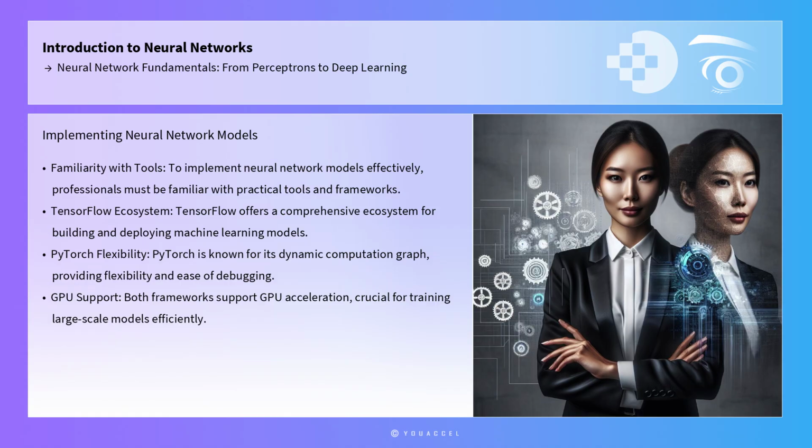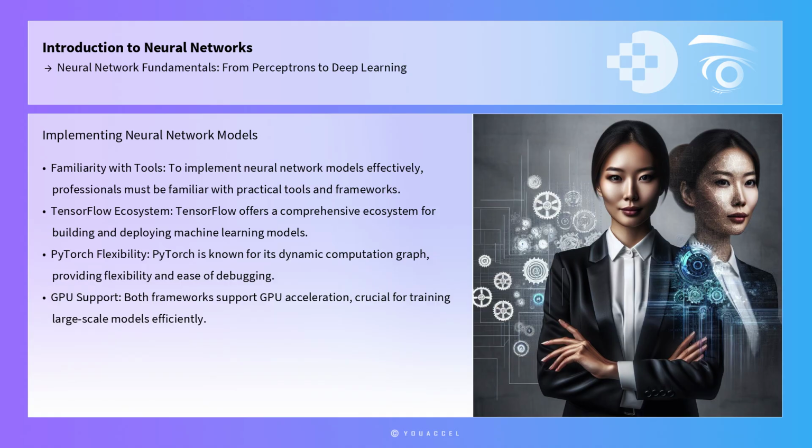To implement neural network models effectively, professionals must be familiar with practical tools and frameworks that streamline the development process. TensorFlow and PyTorch are two of the most widely used deep learning frameworks today. TensorFlow, developed by Google Brain, offers a comprehensive ecosystem for building and deploying machine learning models. Its high-level API, Keras, simplifies the design of neural networks, making it accessible for both beginners and experts.